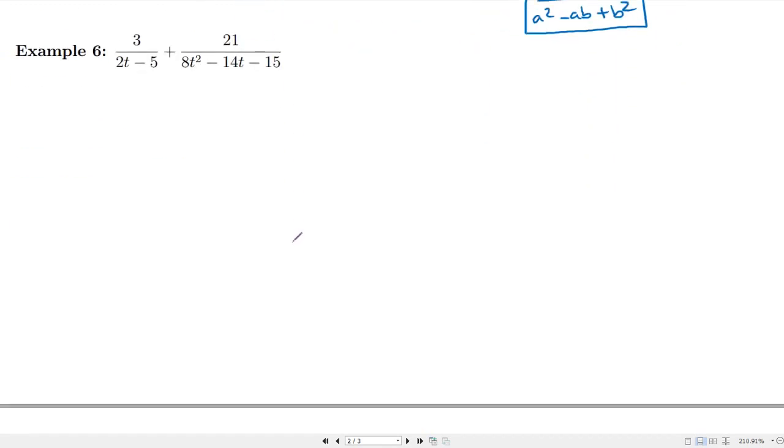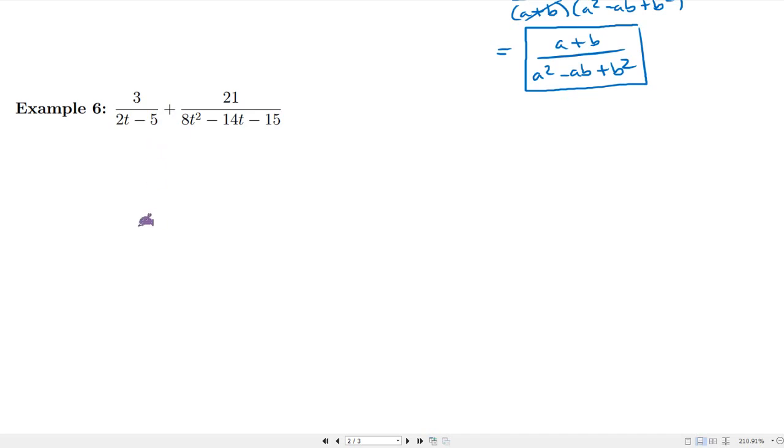Continuing on. All right, so let's see what we can do here. We're going to add these two, so we have to find a common denominator. Let's factor as much as we can. The 2 and the 5, right? We're not going to be able to factor anything out of this. But what do we have over here? 21 over, and what is the factorization here? Well, using a process of trial and error, we can try to make the 8t squared and the final product of negative 15.